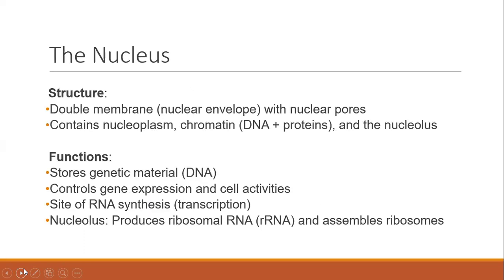eukaryotic cells. The nucleus, in terms of its structure, has a double membrane. These membranes envelop the nuclear pores. The nucleus contains nucleoplasm, chromatin, made up of DNA and proteins such as histones, and the nucleolus.